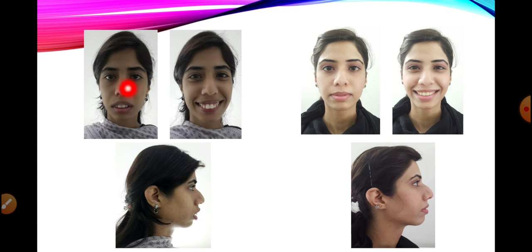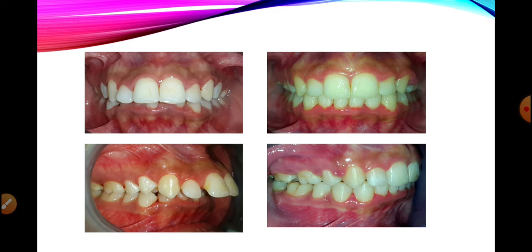So here we can see increased interlabial gap, huge amount of overjet, incompetent lips, and here we can see competent lips, beautiful smile, competent lips on profile view, and these are the intraoral pictures. Here we can see that the patient has a class 2 division 1 with lower incisors contacting behind the cingulum plateau, increased amount of overjet. Here we can see that the lower incisors are coming at the cingulum plateau. The canine and incisor relationships are established, and the deep bite is corrected.